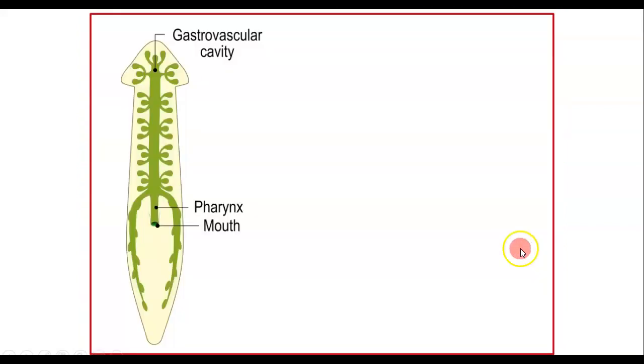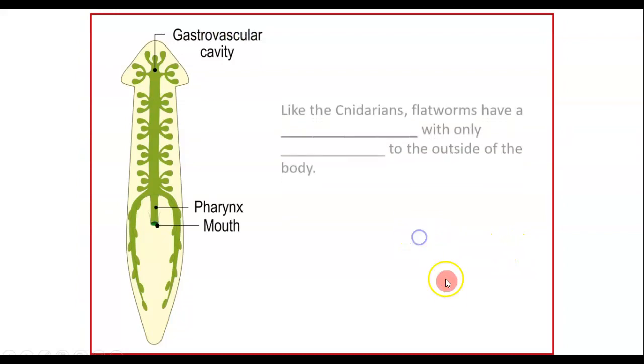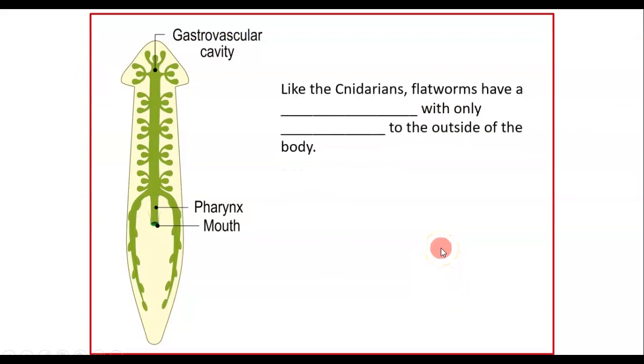Now let's look at that body plan a little bit more specifically. So like the cnidarians, flatworms have a digestive system with only one opening to the outside of the body. So that was true for sea anemones and corals and jellyfish.